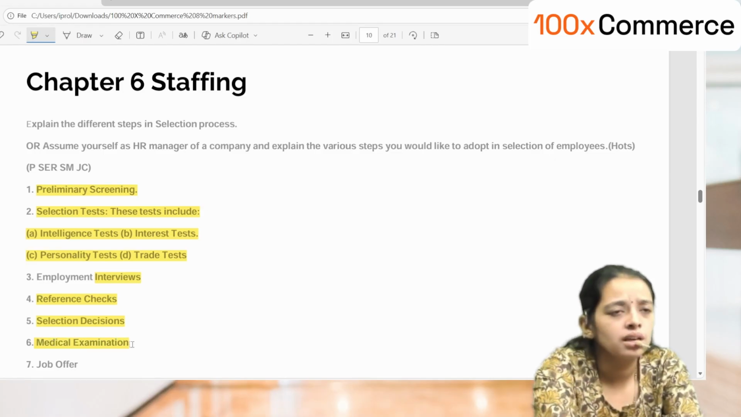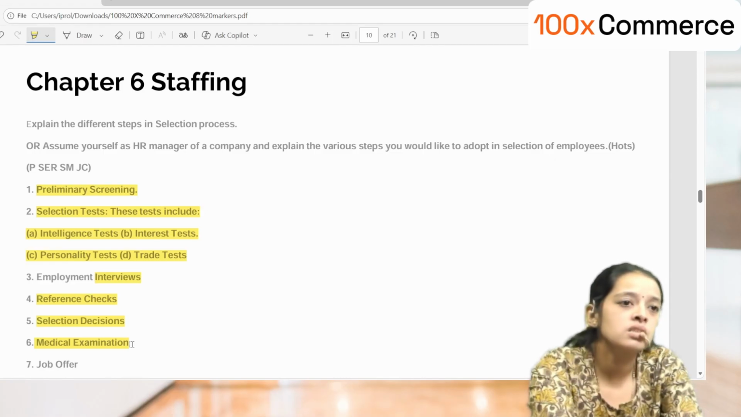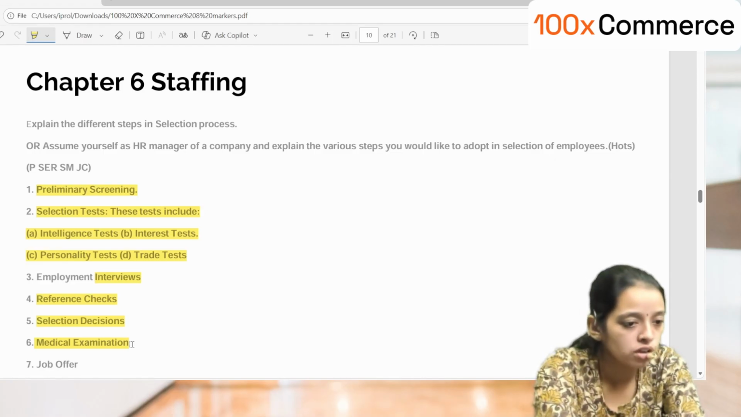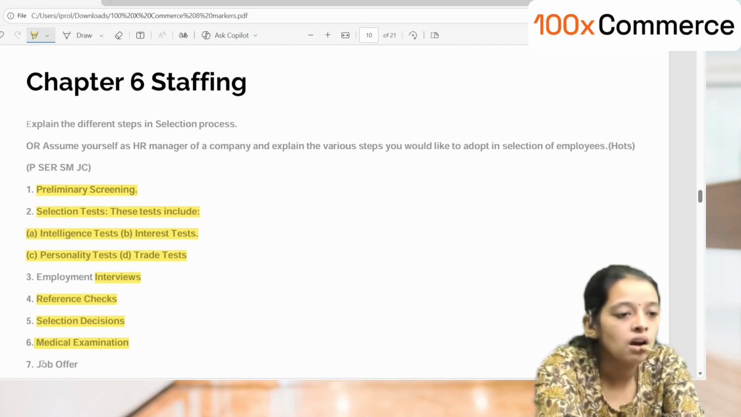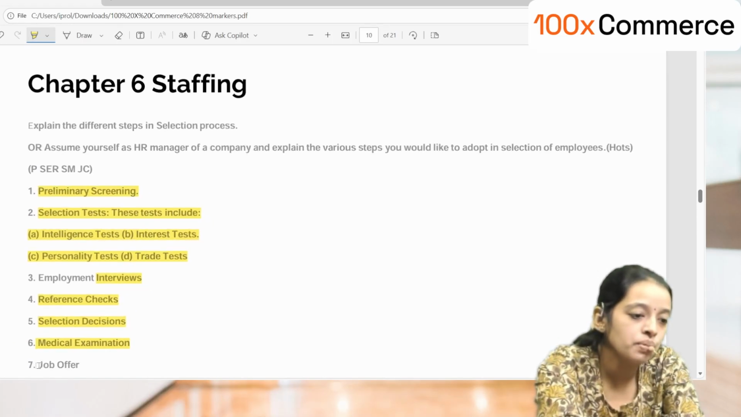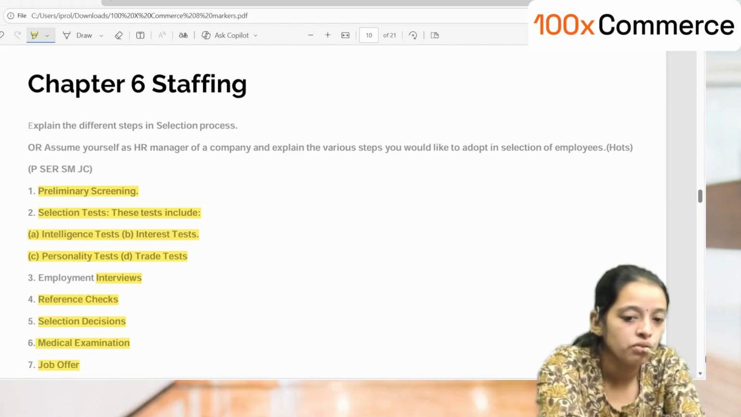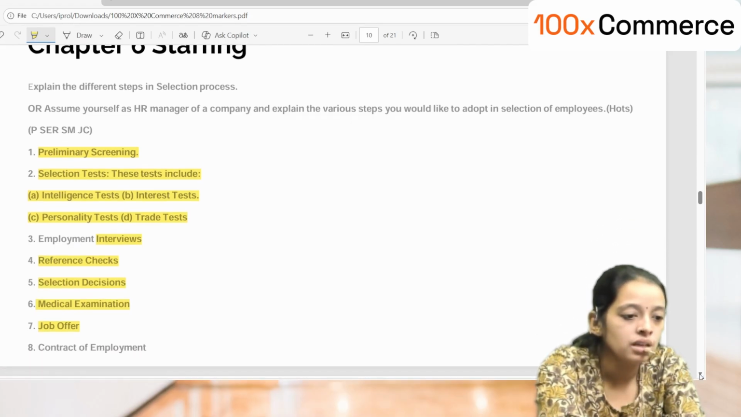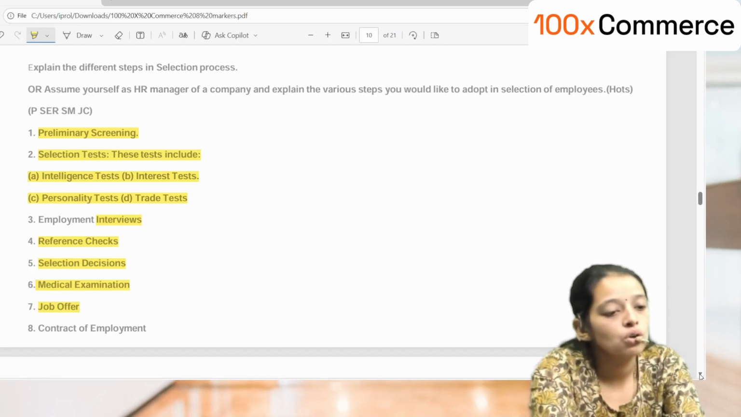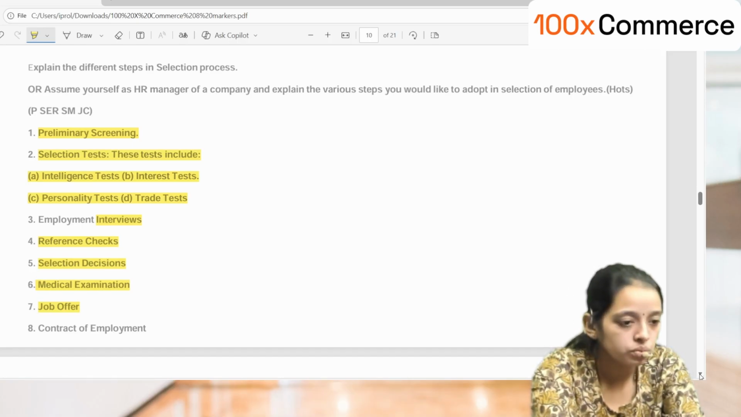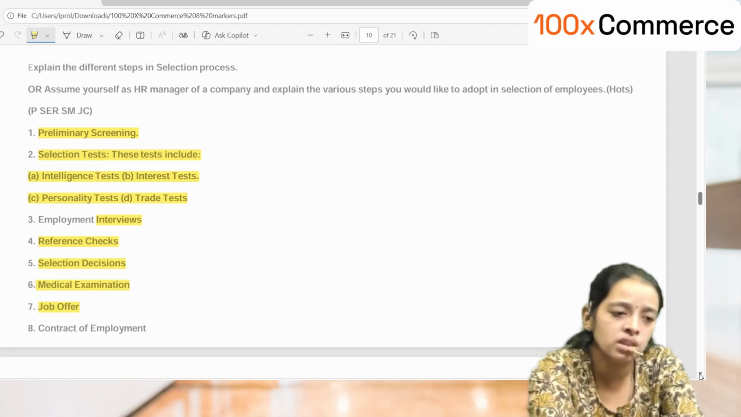So what is this medical examination? Whether the person is fit to perform the job or not, whether he has any medical issues regarding health. That will be examined properly. If all the above steps are passed, then comes the job offer. The company will offer the job in the form of an appointment letter, and the job offer usually will be in written format, in which the job description, roles and responsibilities, duties, everything will be written.